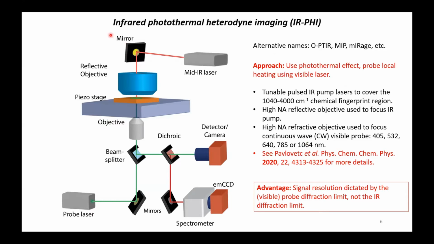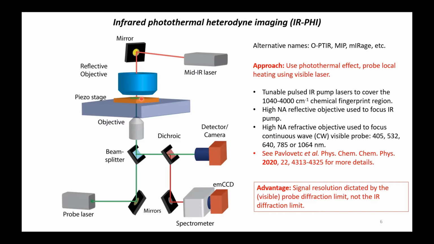We call the technique infrared photothermal heterodyne imaging, but you also might see some alternative names, like OPTIR or MIP, if you were here last Wednesday for Professor Cheng's talk. There is a commercial unit based on this technology called Mirage. The approach is similar to visible photothermal imaging, using a pump tunable laser. In our case, it's just an OPO or QCL that is focused through a reflective objective on a sample.